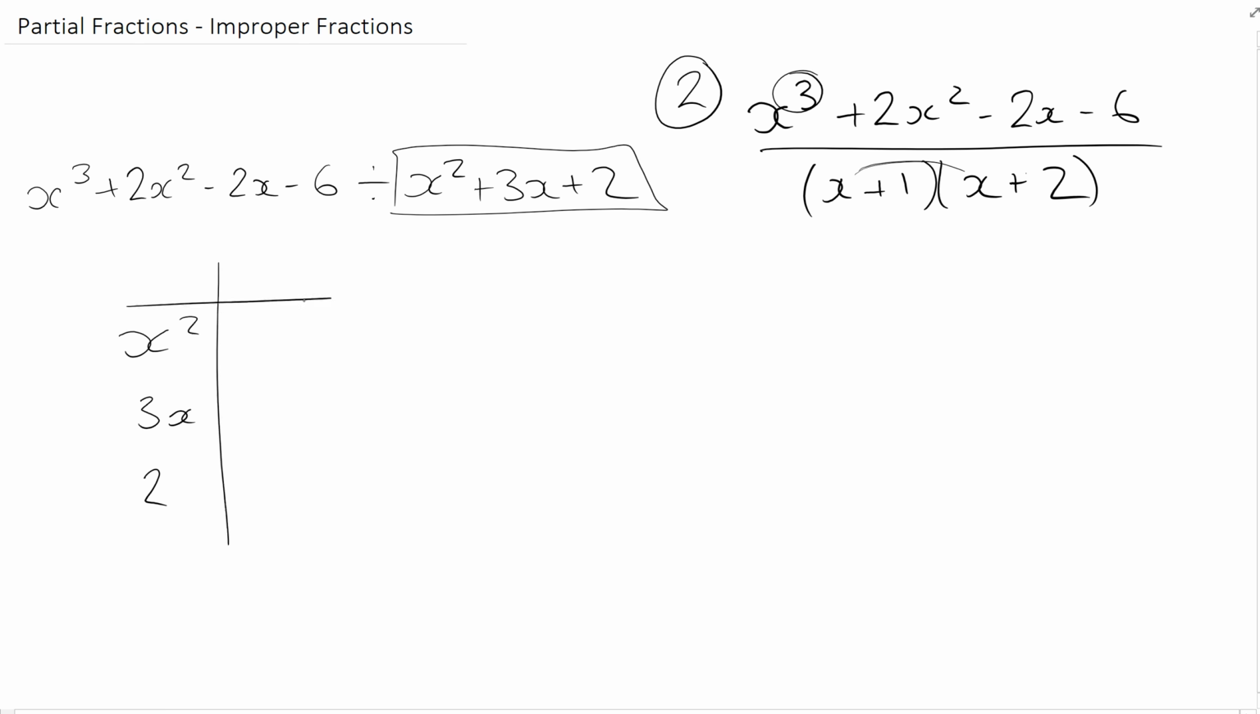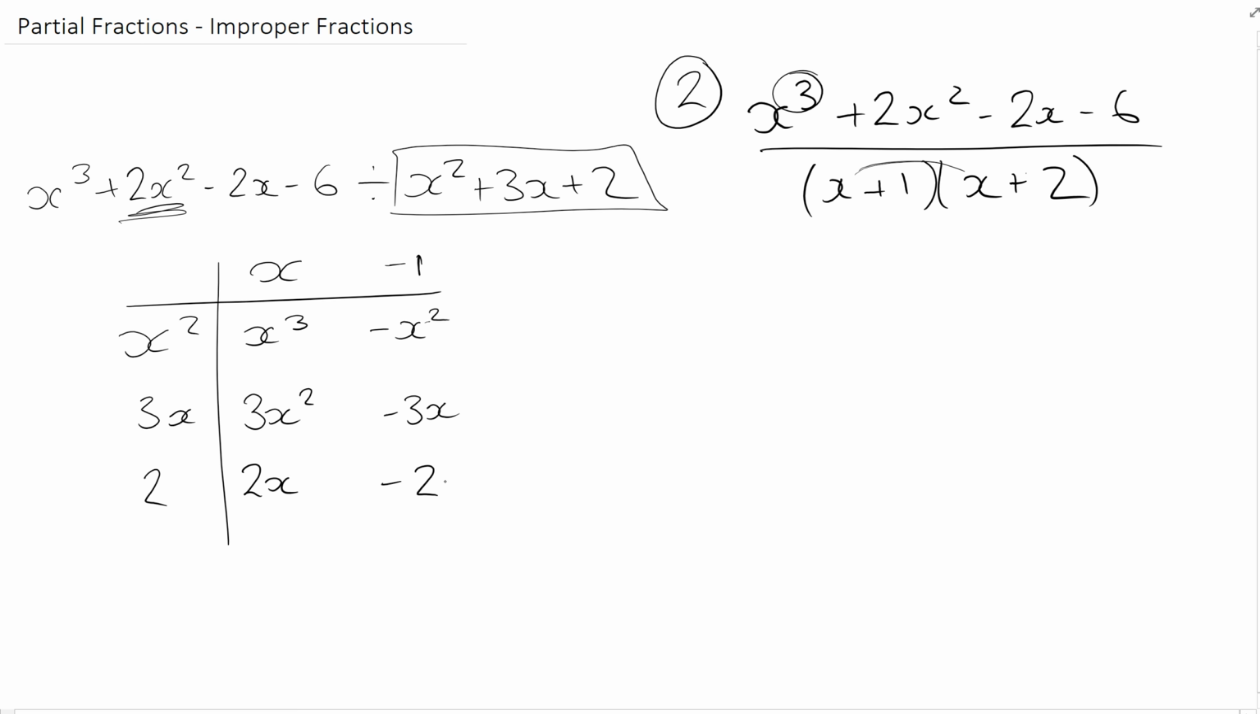What do we times x squared plus 3x plus 2 by to get our numerator? So we want an x cubed in here, so I'm timesing by x. That's going to give me 3x squared and 2x. Now I don't want 3x squared, I want 2x squared. So I'm going to be subtracting a single x squared away, so that these two here add up to the 2x that I want. So what number is going to go above here? It's going to be a minus 1, which gives me minus 3x, and it gives me minus 2.